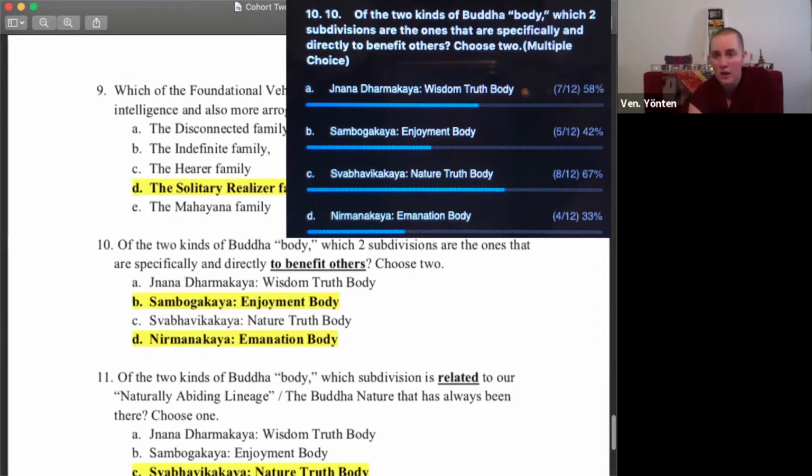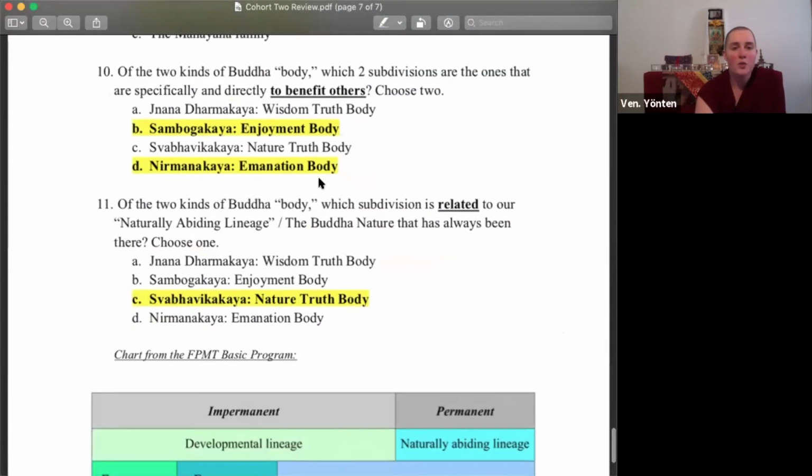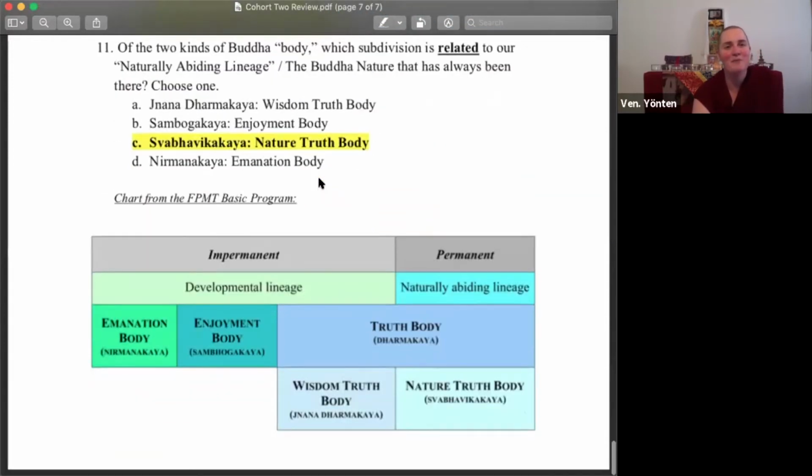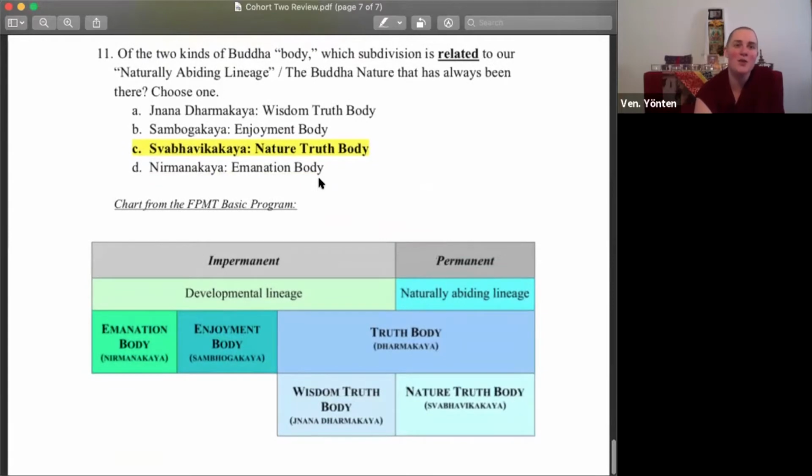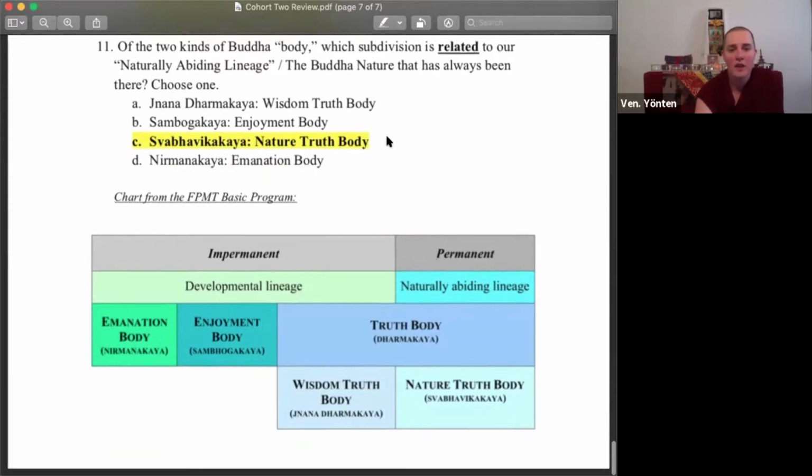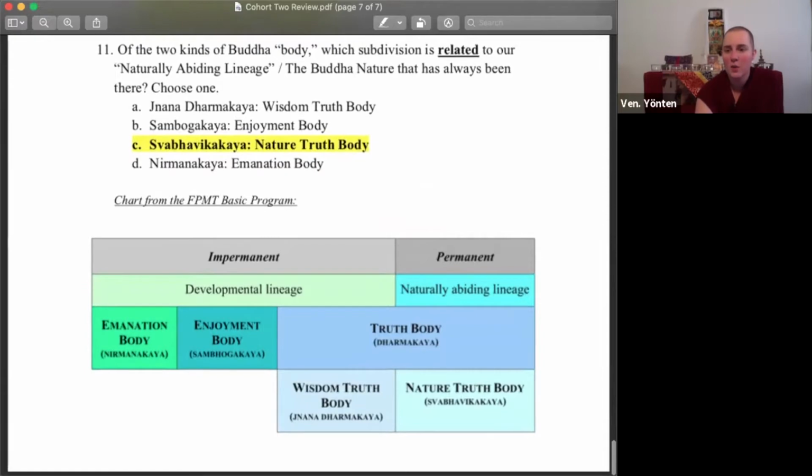I know it's a tricky question, but the answer is B, Sambhogakaya, and D, Nirmanakaya, the enjoyment body and the emanation body. One more question which wouldn't fit in the poll was: of the two kinds of Buddha body, which subdivision is related to our naturally abiding lineage, the Buddha nature that has always been there? That's the Swabhavikakaya. So this chart that you've seen many times hopefully makes some more sense now.